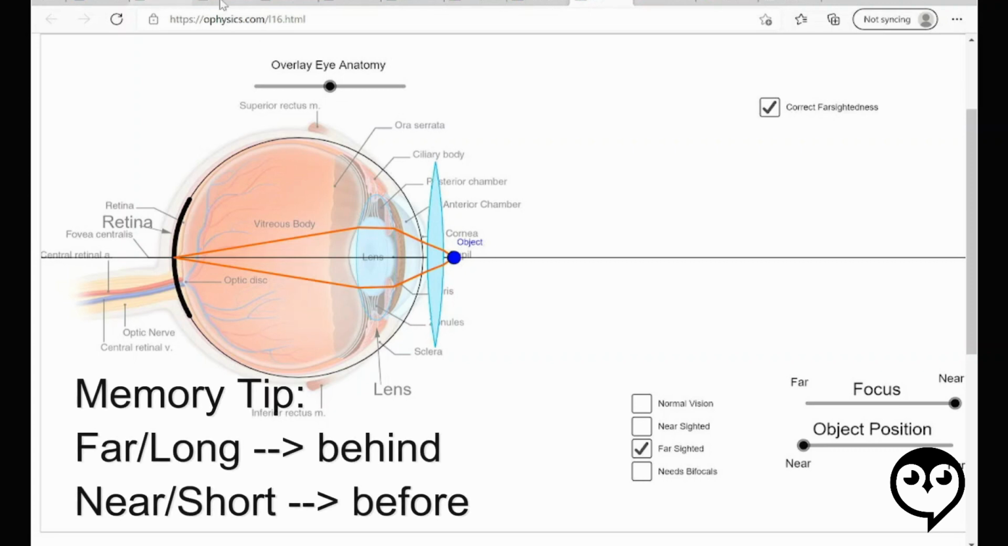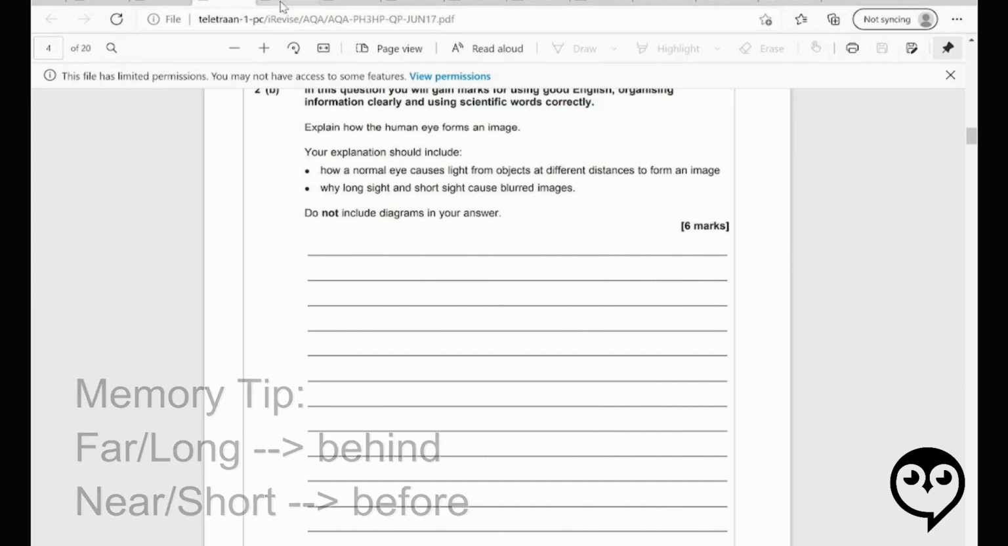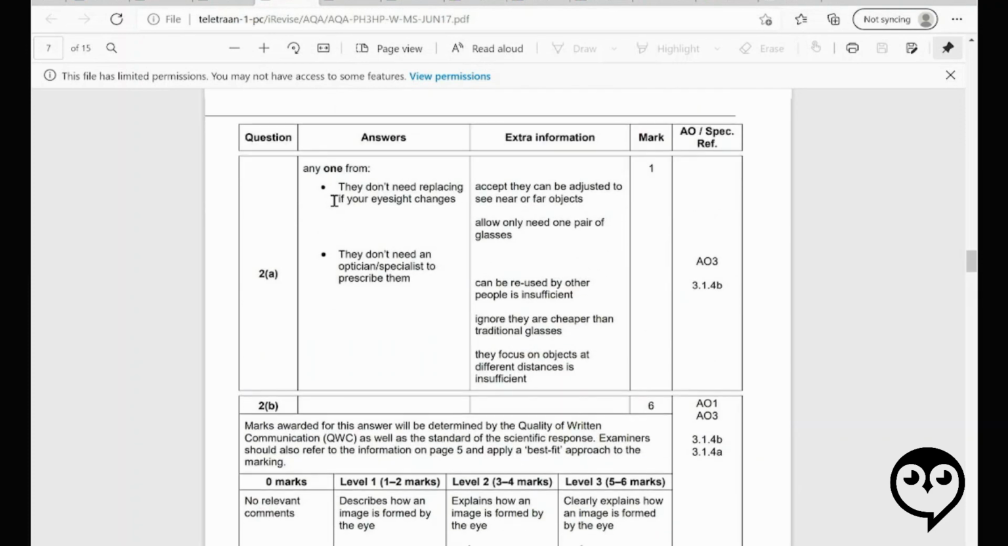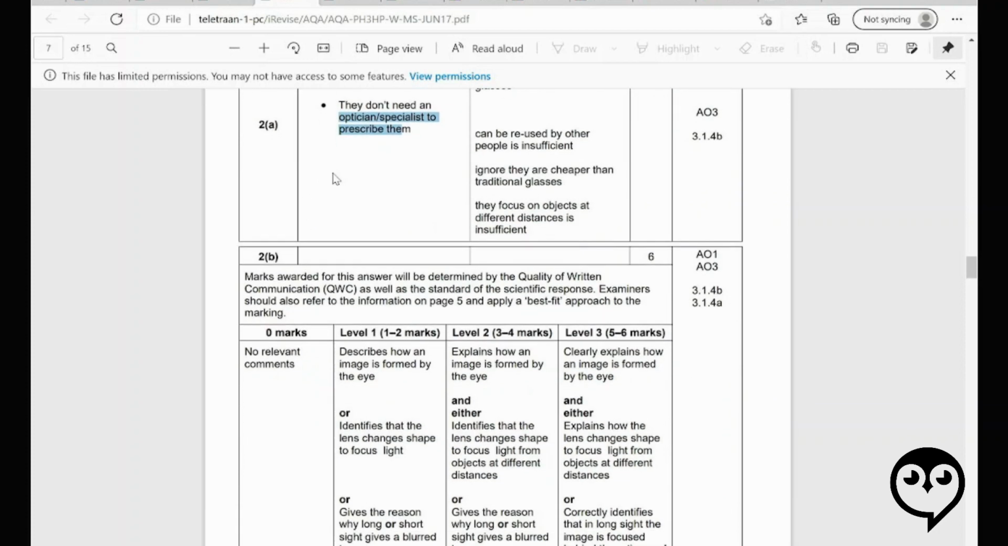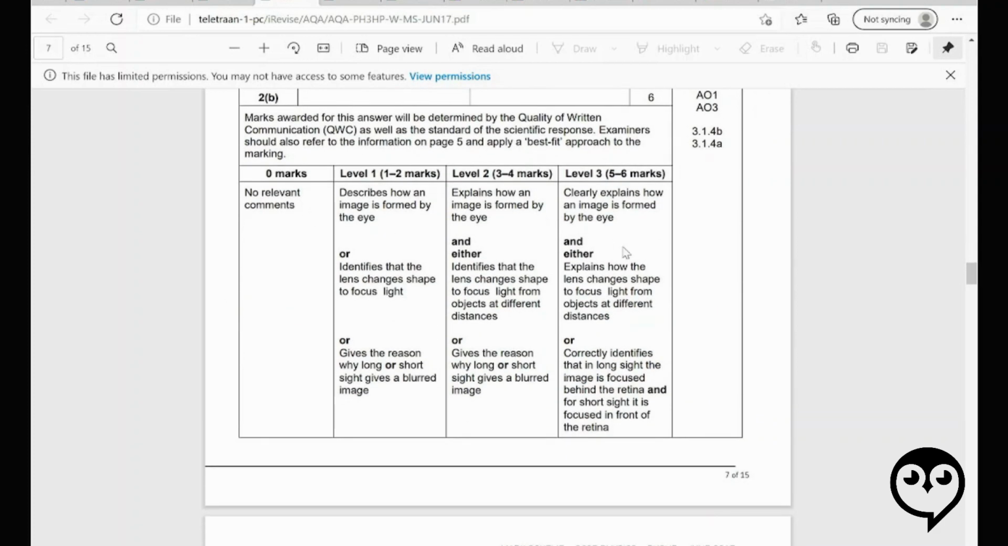So that's kind of along the lines of what you would write about in here. Let's just take a look at the mark scheme. They don't need replacing, and you don't need an optician to prescribe these adjustable lenses. That's fine. You can pause and look at the rest. Let's move on to the mark scheme. Now, for 5 to 6 marks, you need to explain how an image is normally formed by the eye.